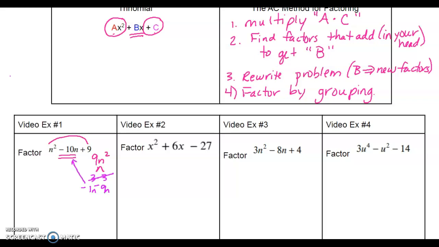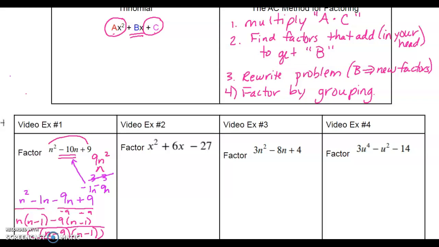We want to rewrite that middle term. So we're going to have n squared, and instead of writing the 10, we're going to write these two next. So we're not changing it. And then this plus 9. Then we do factor by grouping. So we look at 2 at a time. So I can take out an n, and I'd be left with n minus 1. And I can take out a -9. So if I divide, we're left with n and a -1. So then remember, the outsides go together and the insides go together. And that's done.